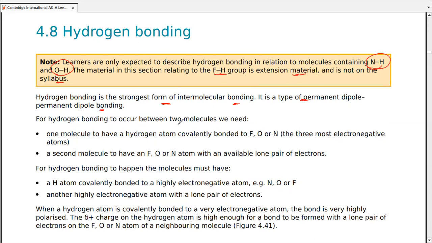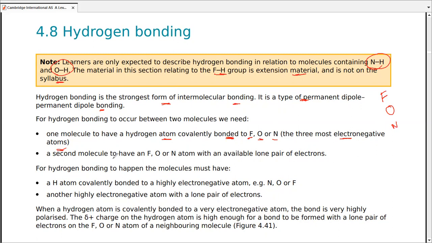Hydrogen bonding, in order to occur between two molecules, we have some specifications to meet. First, the molecule has to have a hydrogen atom, and that hydrogen atom has to have been covalently bonded to F, O, or N, the three most electronegative atoms on the electronegativity scale of Pauling. If you remember that scale back from the start of these topics, you would remember that fluorine was the most electronegative one, having the value of 4, then came oxygen, then came nitrogen, both having values greater than 3.